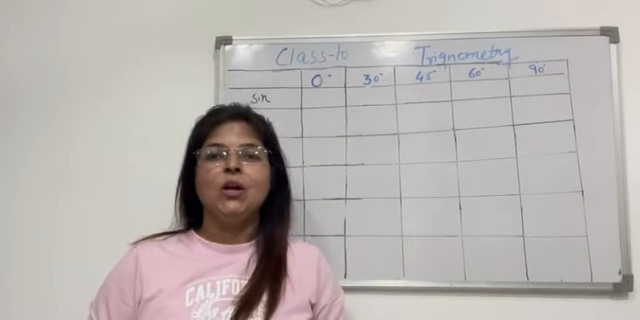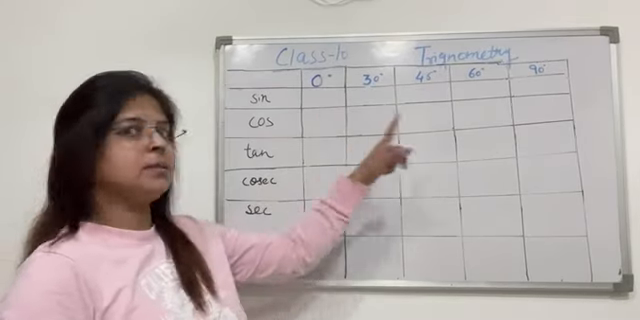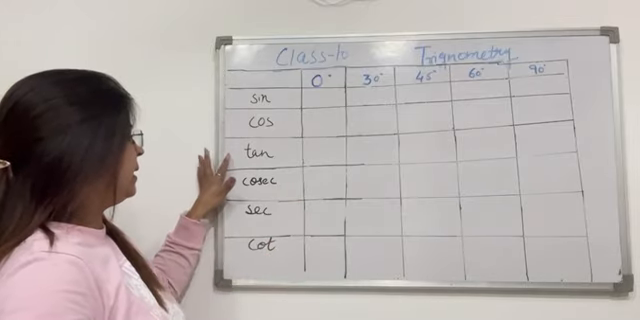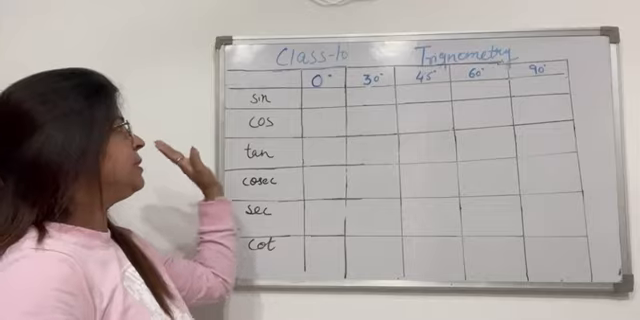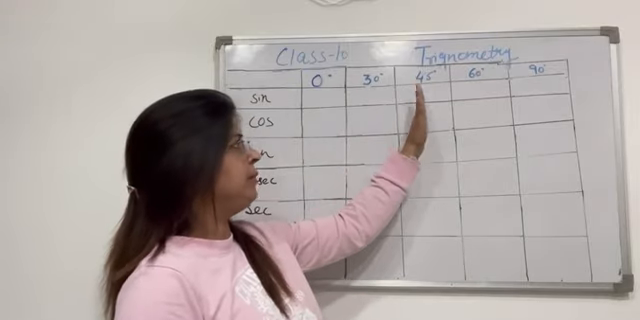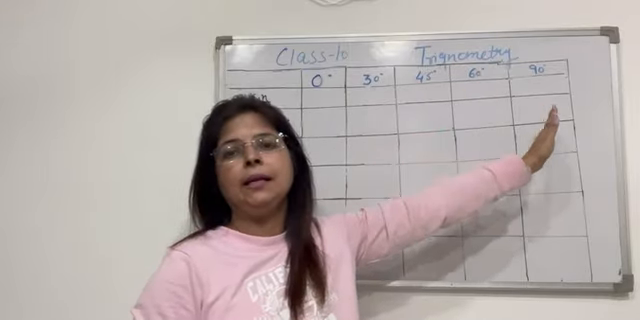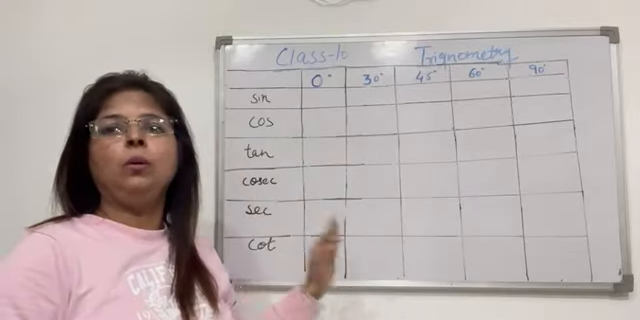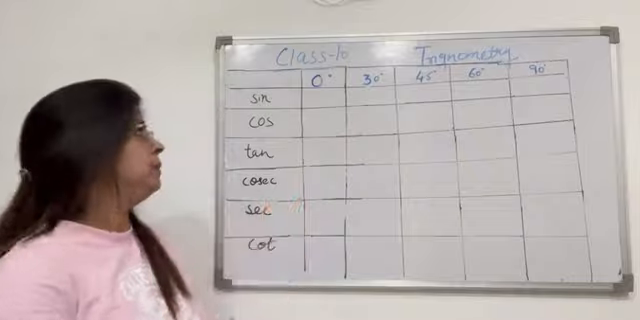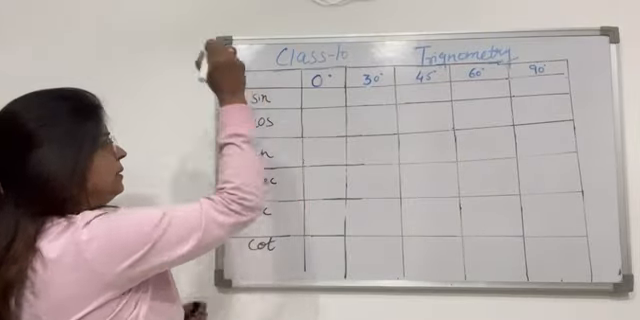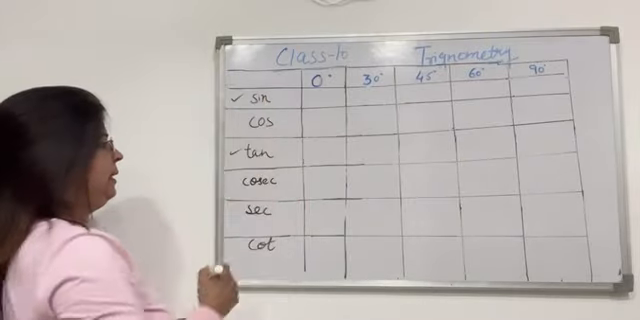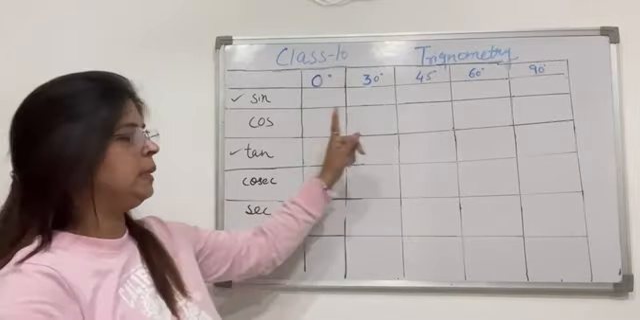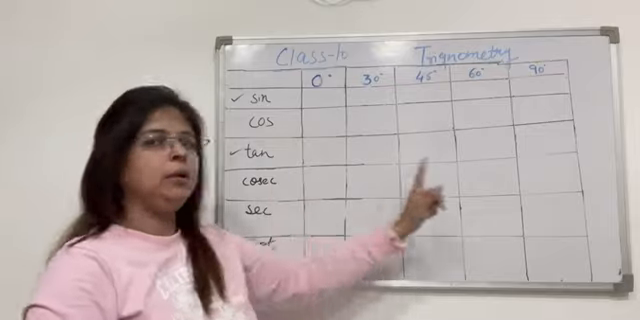Hello everyone. In today's class we are going to learn the trigonometric table for the 6 ratios sine, cos, tan, cosec, sec, cot and their values for 0, 30 degree, 45 degree, 60 degree and 90 degree. I am going to tell you one trick in which you are not supposed to learn the whole table. If you remember the formulas and the table for sine and tan, you can make this whole table. So what you have to learn? You have to learn the table for sine only and for tan only.